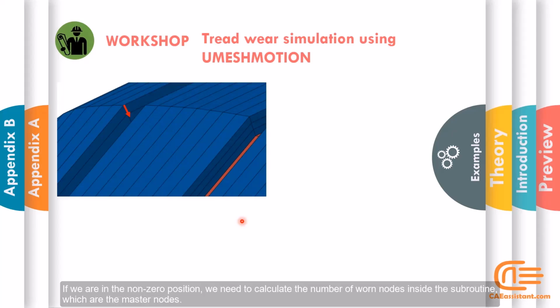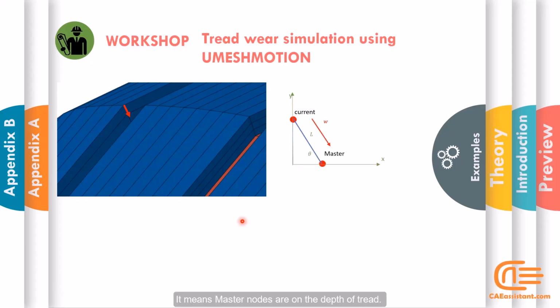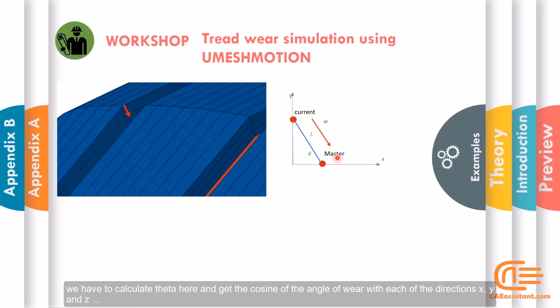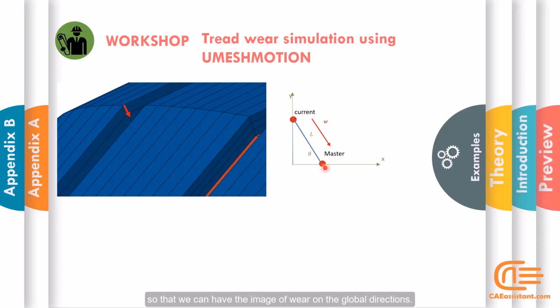If we are in the non-zero position, we need to calculate the number of worn nodes inside the subroutine, which are the master nodes. It means master nodes are on the depth of the tread. In order to have the image of this node in the direction of x, y, and z, we have to calculate theta here and get the cosine of the angle of wear with each of the directions x, y, and z, so that we can have the image of wear on the global directions.